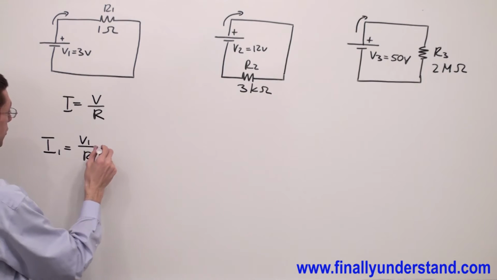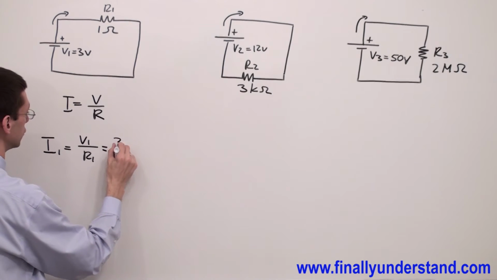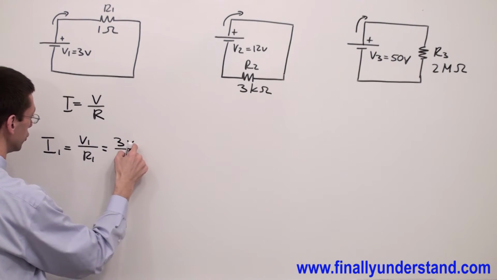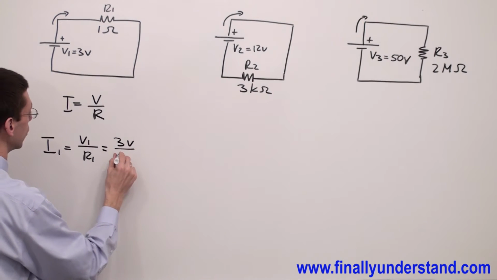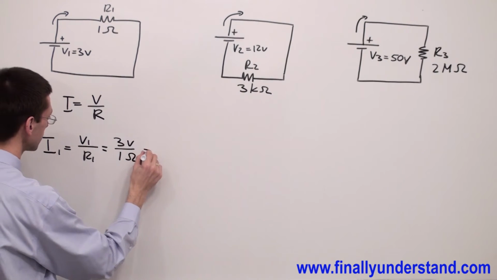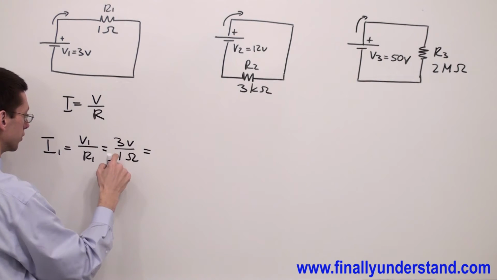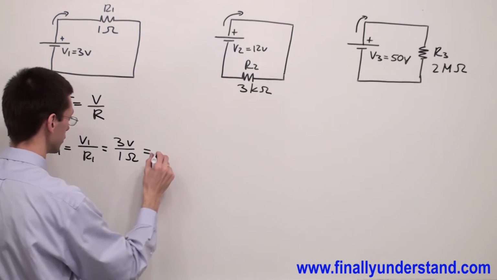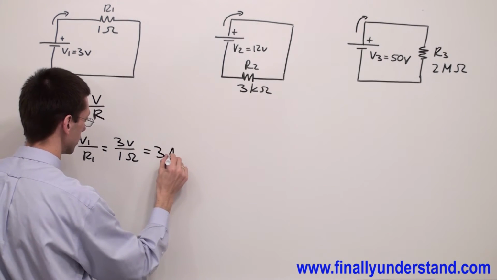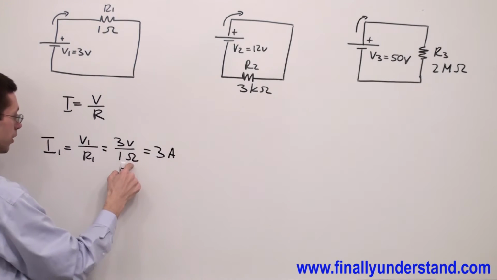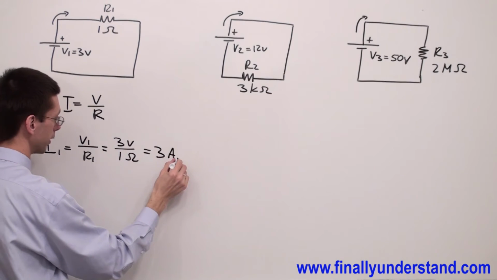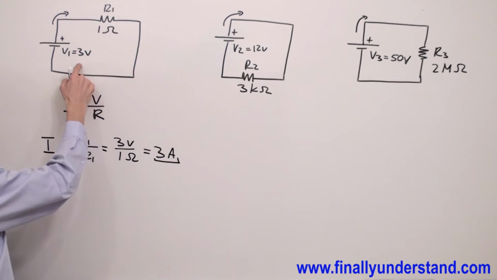Next, enter the values of your voltage. We have 3 volts, and always put units, and 1 ohm. 3 volts divided by 1 ohm gives me 3 amps. Voltage divided by ohm is equal amp. This is the current in this circuit.